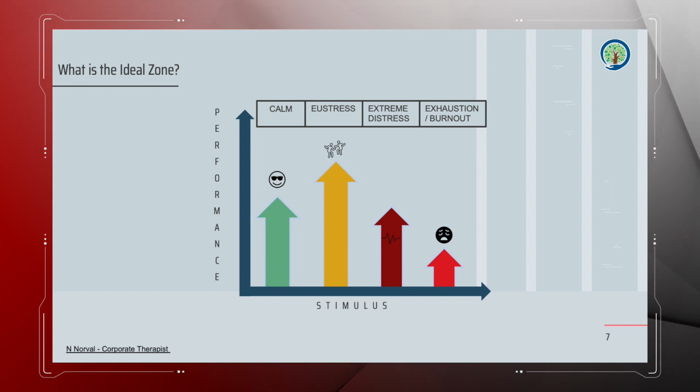Now, indeed, the term stress is misused in everyday language to cover both eustress and distress. However, as you can see, there is a fundamental difference between the two. One of the most crucial stress management skills is recognizing where you are on this graph and how you can get back to the eustress zone, the productivity zone.